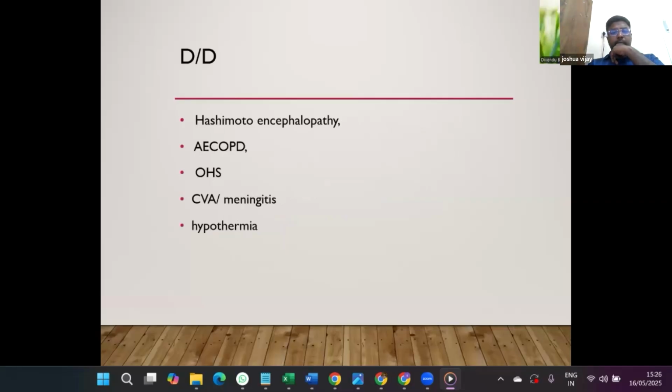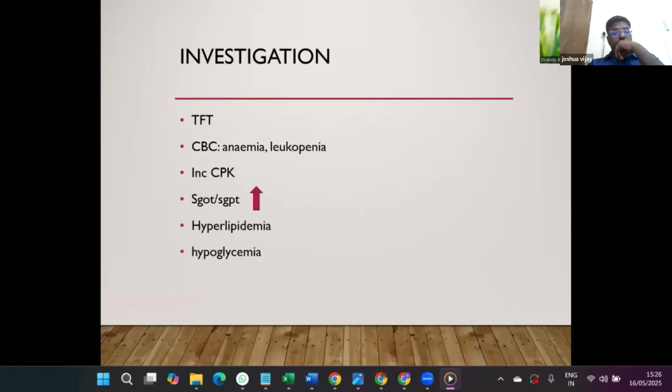So those elderly patients who are coming with an increase in CO2 and don't have a history of COPD, we should think about Myxedema Coma, especially in the winters. OHS, obesity hypoventilation syndrome, CVA, meningitis, and hypothermia.